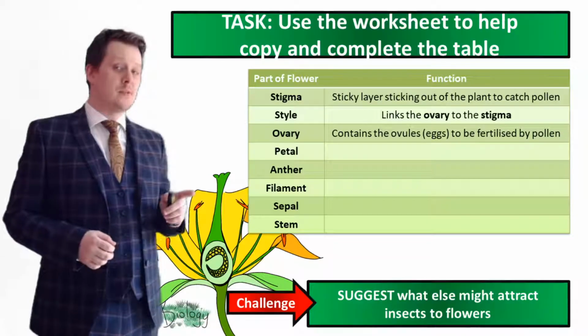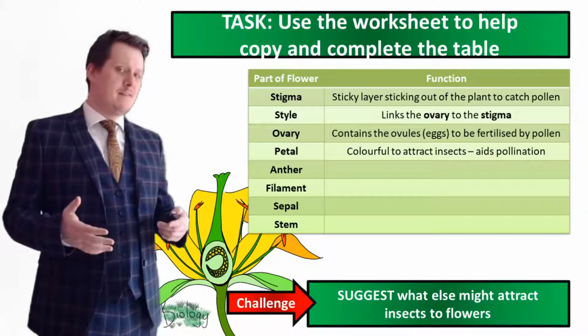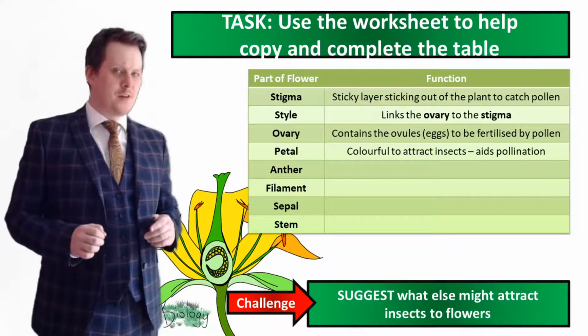Our bright yellow petals are there to attract insects, and therefore it's going to aid the pollination of the plant.